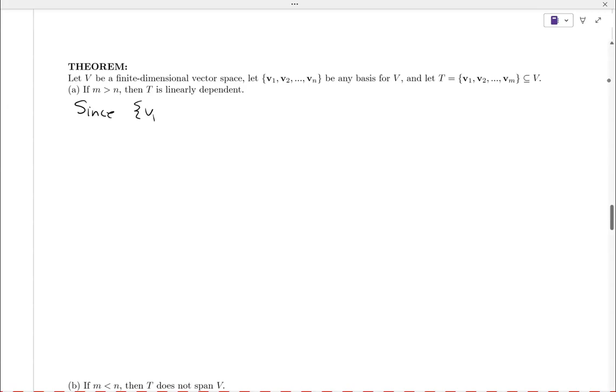Since V1, V2 out to Vn is a basis. By the way, I've got a typo here. These vectors up here really should be W's. I don't want them to necessarily be the same ones that are over here. So I should have W1, W2 out to Wm here. All right. Since I know I have a basis, I know a basis spans. I can write everything in this subset, the W's, in terms of the V's, right?